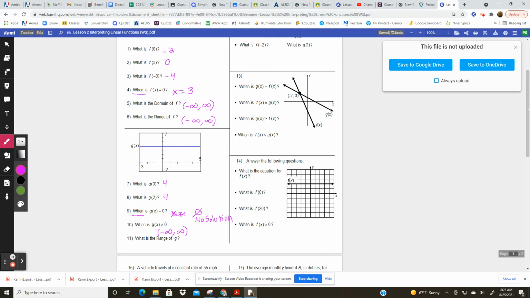All right, what is the range? So how high and low will it go? What are my outputs? My only output is 4 because it's a constant function. So it's kind of different.